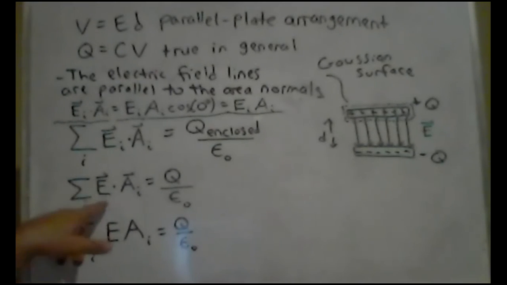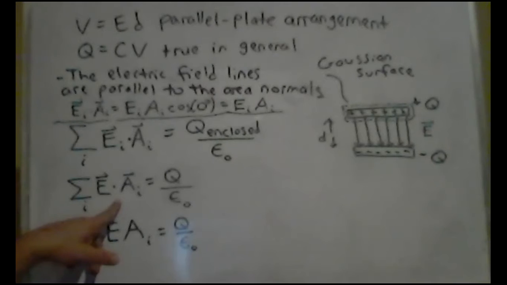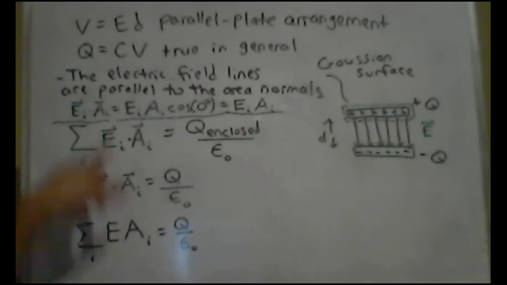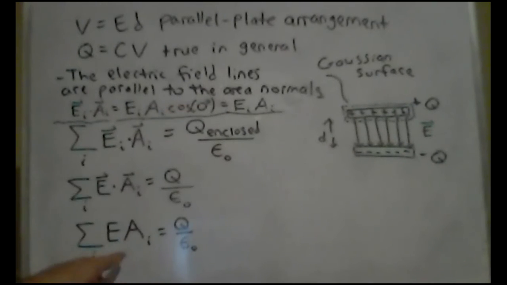So again, I know that E is everywhere uniform, so there is no distinction. I don't really have to put the i as a subscript of the E because they're all the same. They're uniform. And because E is parallel throughout between the plates, it's also parallel to the area normals. So the angle between them is 0, and the dot product simply becomes an ordinary product of the magnitudes of E and A sub i.